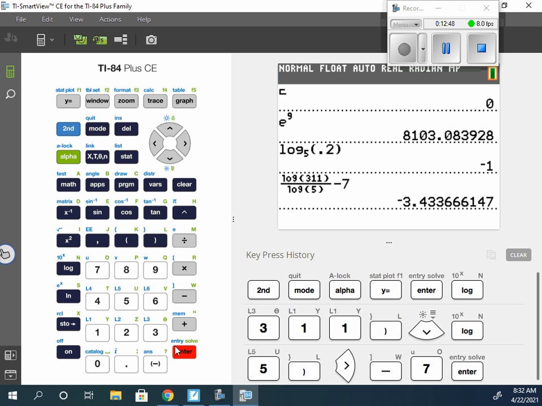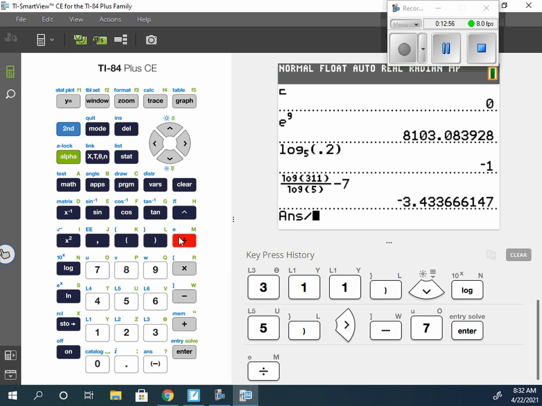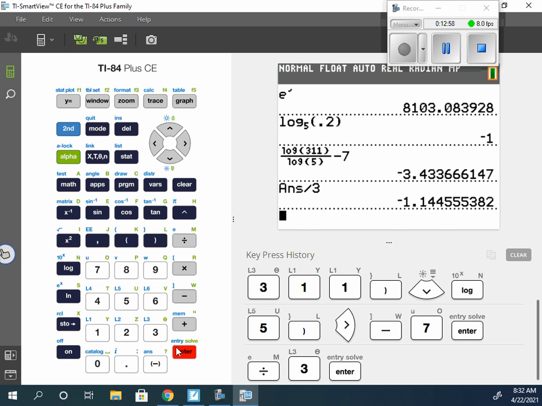I can hit enter. So negative 3.43366 going on. This is what the numerator is. But to finish it off, we divided it by 3. And I believe we get the same thing. So we want to keep it as that there because the less that we round, the better off that we are, because it'll give us a more precise answer.